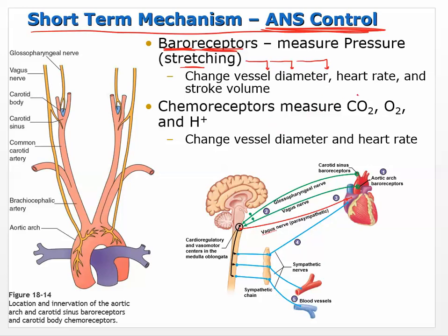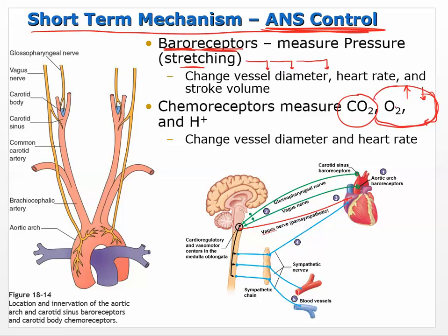Chemoreceptors measure carbon dioxide. And remember, as your carbon dioxide increases, your pH decreases. Carbon dioxide directly relates to the needs of the cells. If you have too much carbon dioxide, you need to get rid of that. So yes, it's going to increase your breathing rate, but it's also going to increase how much blood is flowing through. We need to cycle that through, and we need to get rid of it.